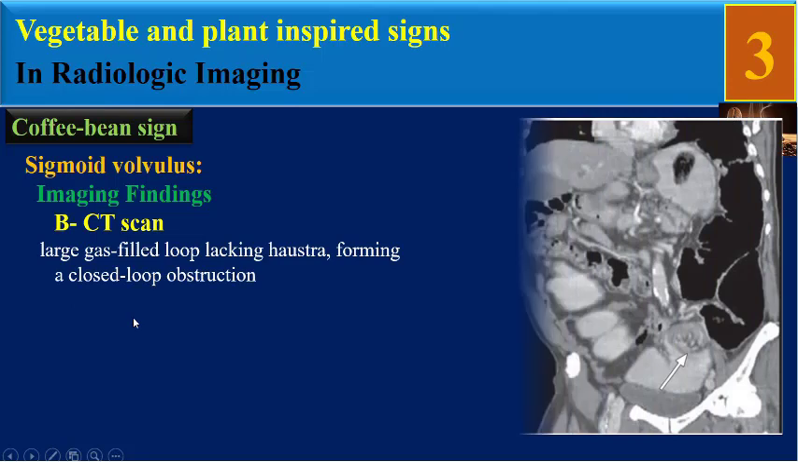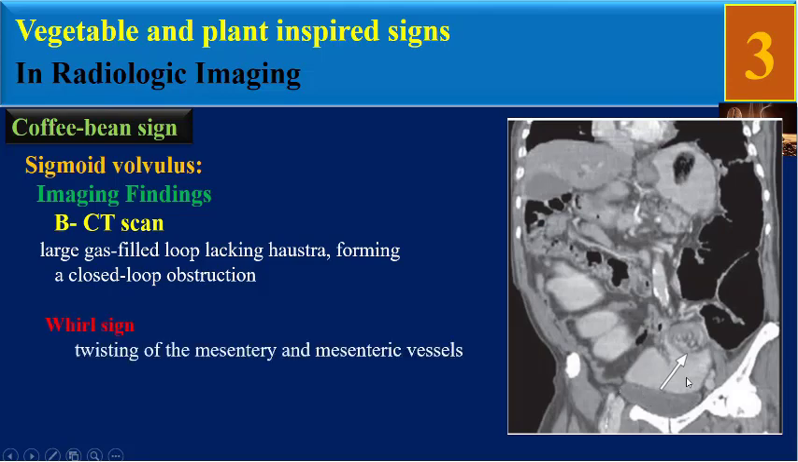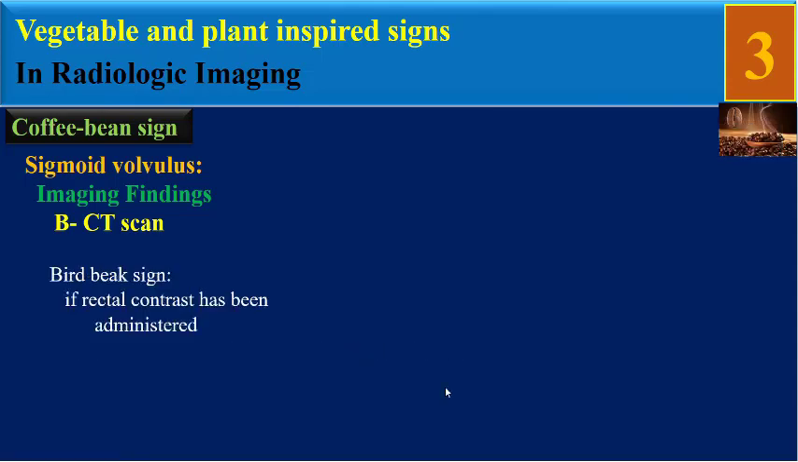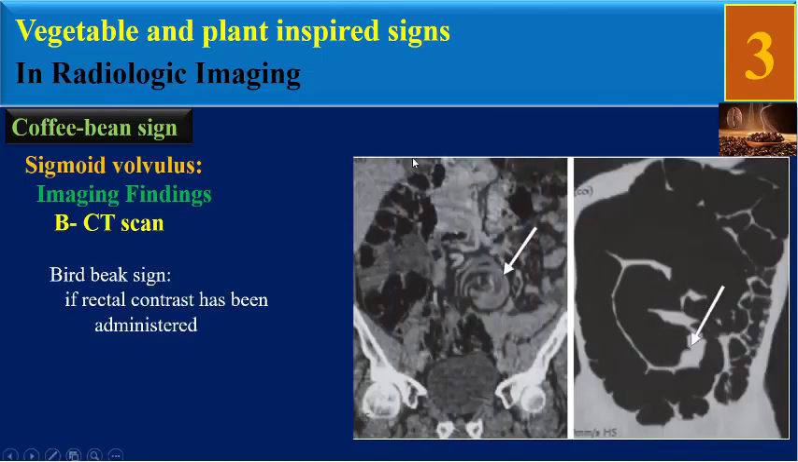What are the imaging findings in CT scan? Usually, we can see a large gas-filled loop lacking haustra, forming a closed loop obstruction. One of the specific signs is whirl sign, which is created by twisting of the mesentery and mesenteric vessels, which looks like a whirlpool. Another sign is bird beak sign. In this image, this is a soft tissue window and this is a lung window. In soft tissue window we can see the wall line, and in lung window we can see bird beak sign at the site of the obstruction.